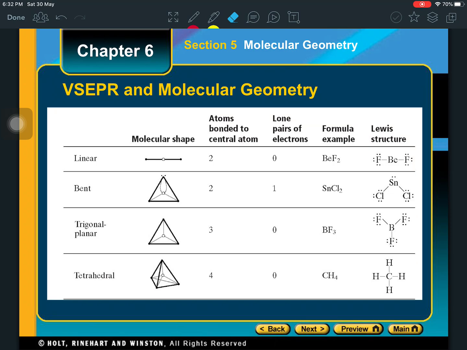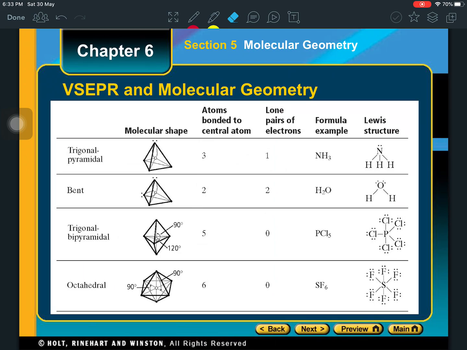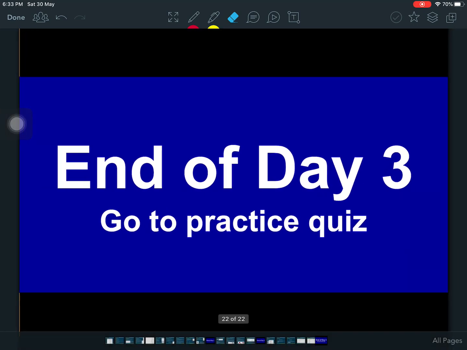Now, there are more geometries than just linear, bent, trigonal planar, tetrahedral, trigonal pyramidal, and all of that. There's also trigonal bipyramidal and octahedral, but we are not going to get into any of that. If you guys are interested, you can go ahead and look it up on your own. All right, so now go ahead. Today you are not going to be doing a quiz. You're just going to go straight in and start doing the revision sheet for lesson 6.5. Okay, so go ahead.